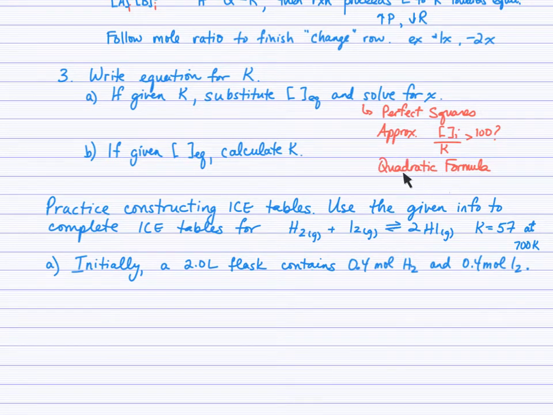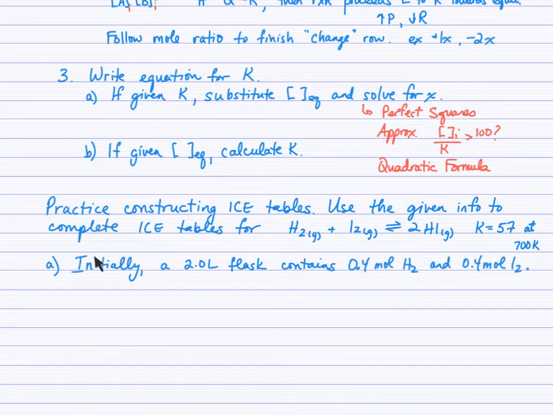So I'm expecting that the quadratic formula is super familiar for you from math. So if you need to, go back and review your math work from, I believe it's grade 10 actually, where that's first introduced. Okay, and if you have been given the equilibrium concentrations or able to figure those out, then you'll just be able to calculate K.